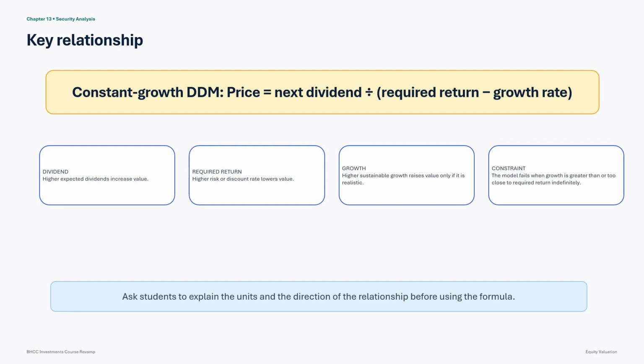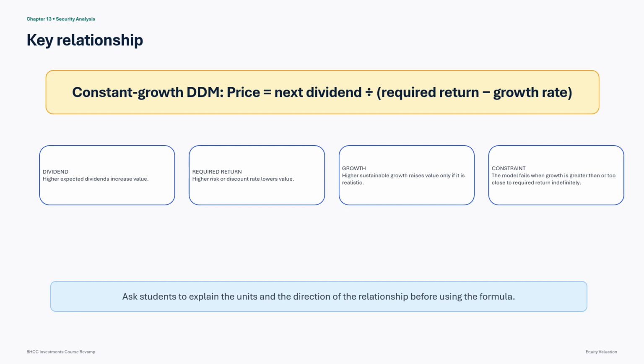Now change the growth rate from 4% to 5%, holding the required return at 9%. Next year's dividend becomes $2.10, while the denominator falls to 4 percentage points. The estimate rises to $52.50. Change the required return instead. Keep next year's dividend at $2.08 and growth at 4%, but raise the required return to 10%. The denominator becomes 6 percentage points, and estimated value falls to about $34.67.